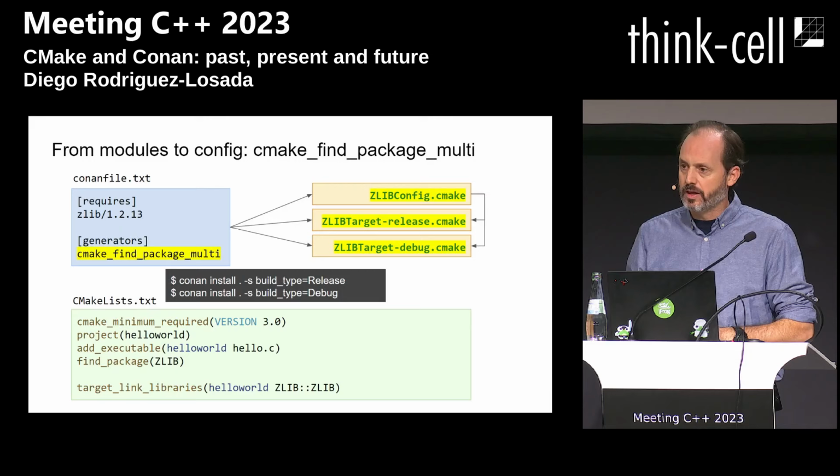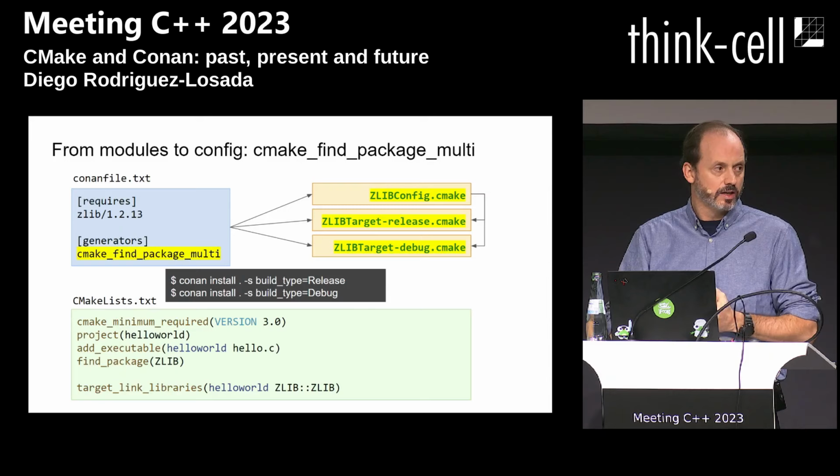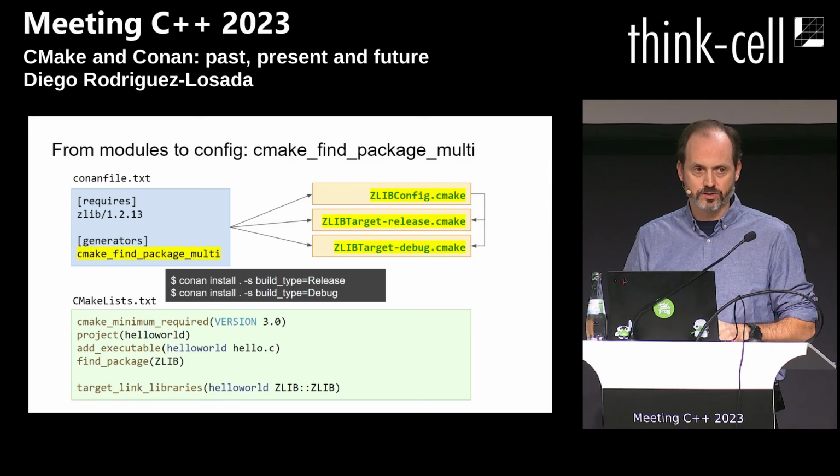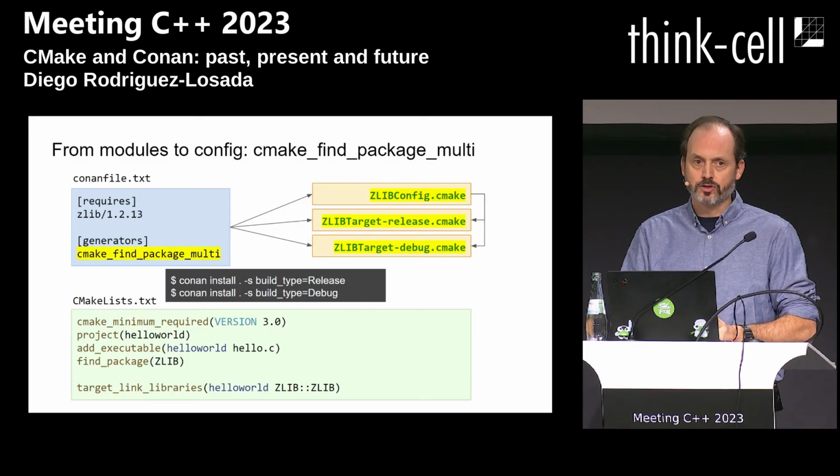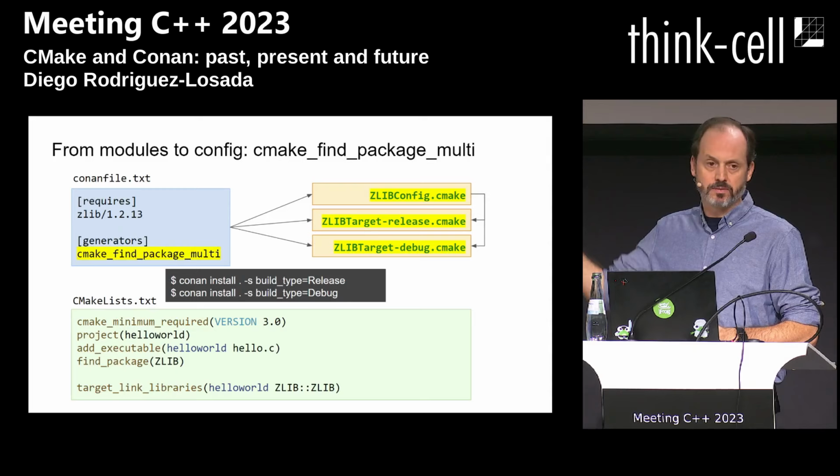So this was the contribution of CMake Find Package Multi. The generator started to create both release and debug variants. And you could use them from your IDE, as we have seen in the previous slide. You might be asking why you need two Conan installs. Again, the only way that you can really scale is if you manage configuration one by one. Because release and debug are not the only configurations. You have the RelWithDebInfo.